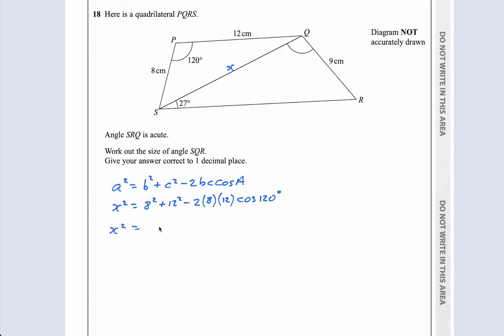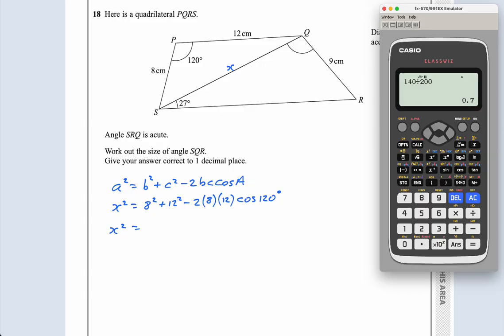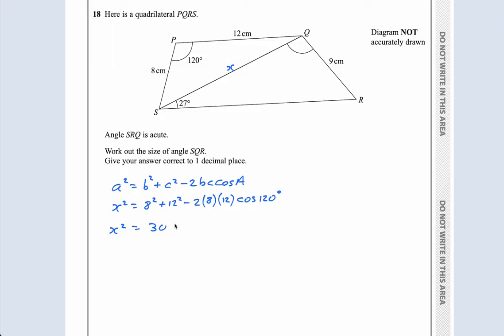X squared equals, let's work out all of this in one go. I'm going to do 8 squared plus 12 squared minus 2 times 8 times 12 times cos of 120, close the bracket, press enter, 304, exactly right. This is 304. So x, don't forget, guys, this is something that everyone forgets to do, square root this.